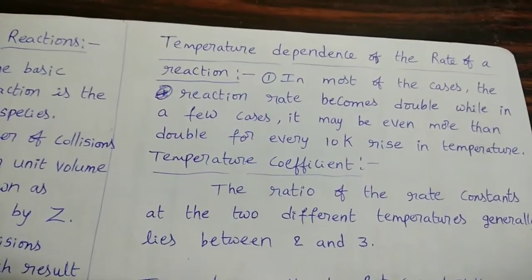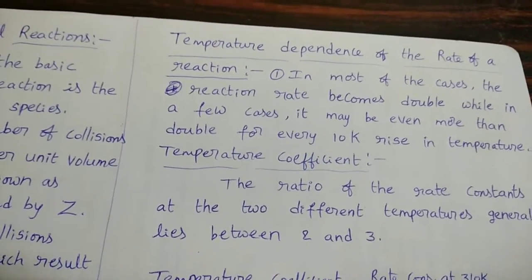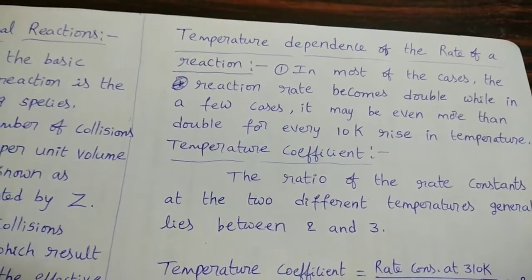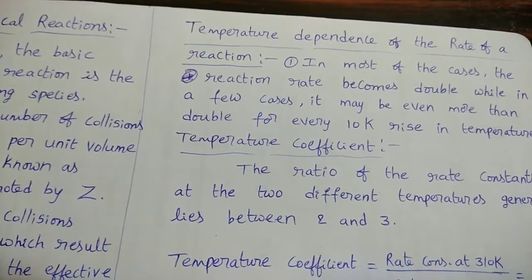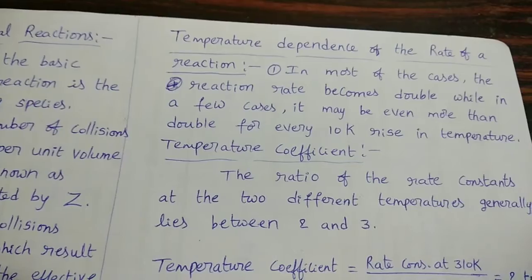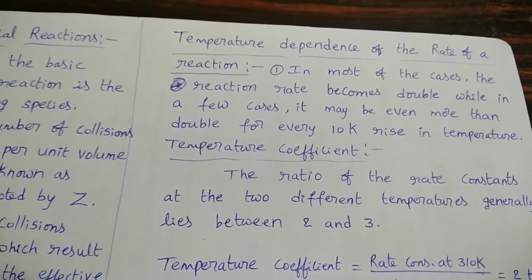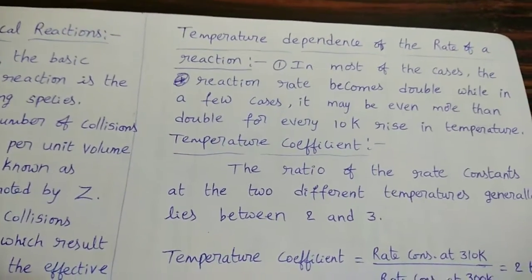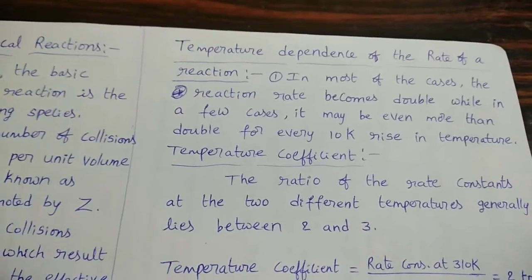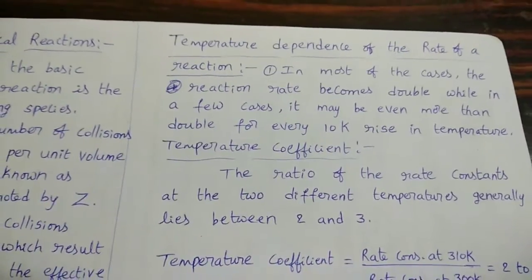Suppose a reaction occurs at 300 Kelvin. If we raise the temperature by 10 Kelvin, so final temperature 310 Kelvin, at that 310 Kelvin the rate of reaction becomes double or more than double also. So rate of reaction increases with temperature.